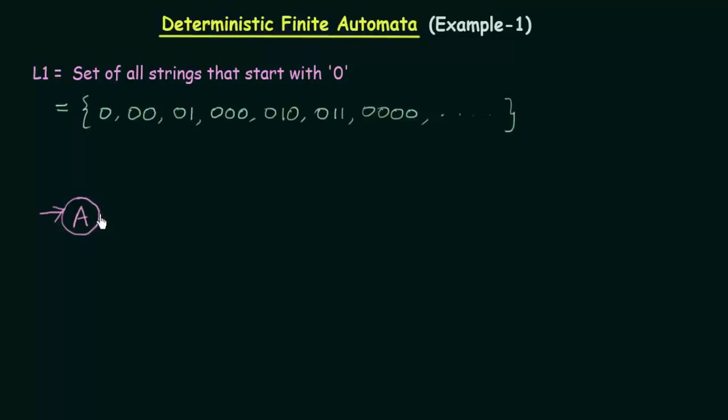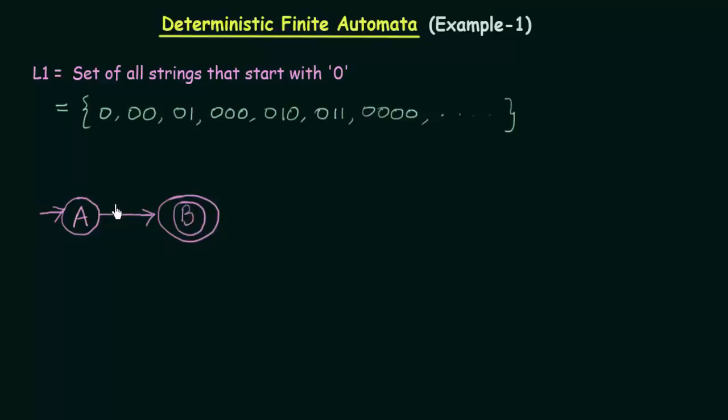Now, if I get input 0 in A, what will happen? And if I get input 1 in A, what will happen? Let's see what we should do. Suppose I get input 0 in this A, I send it to another state which I call B, and I put a double circle around this B. What is the meaning of this double circle? Double circle means this is the final state. When you see a double circle, it always means that this is the final state.